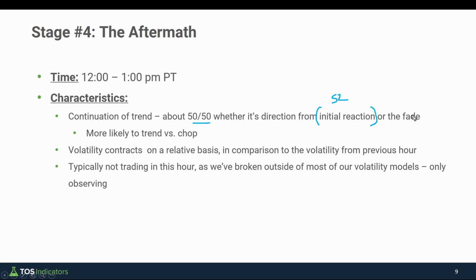This is from stage 2, or from the fade of the initial reaction in stage 3, which we just talked about, to the downside. More likely to trend at this point, this hour, versus chop around like we saw in stage 1. So now we're back to trending markets where you can look for things like higher highs or lower lows in terms of trying to determine which direction is this trend. The volatility contracts on a relative basis when you compare it to, say, stage 3. However, compared to something like stage 1, the volatility is still much higher in stage 4.